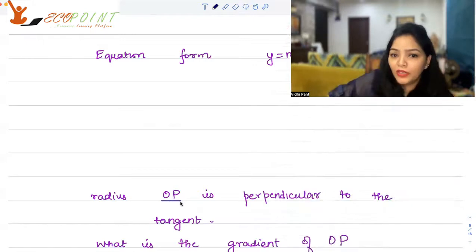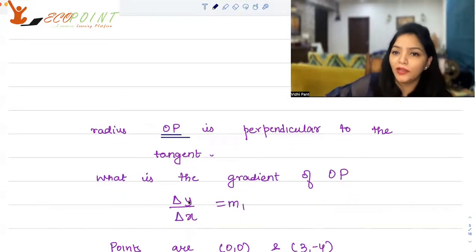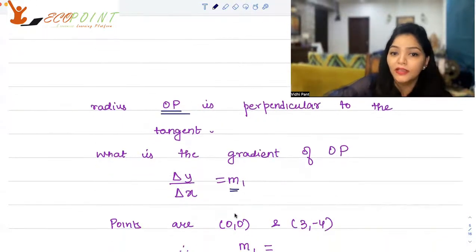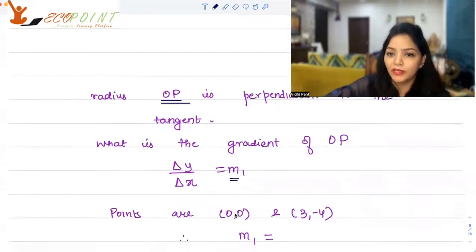The radius OP is perpendicular to the tangent. Now, what is the gradient of OP, or the slope of OP? It's change in y upon change in x. I'm calling it M1. You've got 2 points. For OP, you have the coordinates of O and the coordinates of P. So (0, 0) and (3, -4).